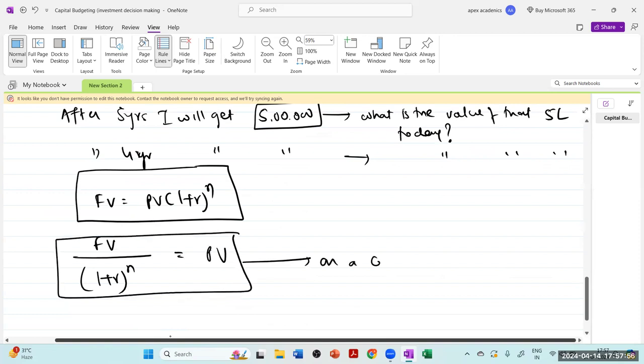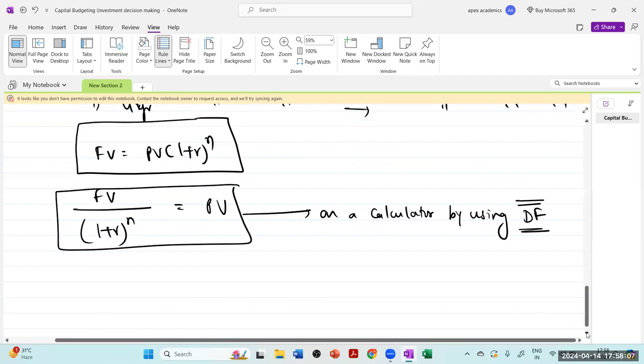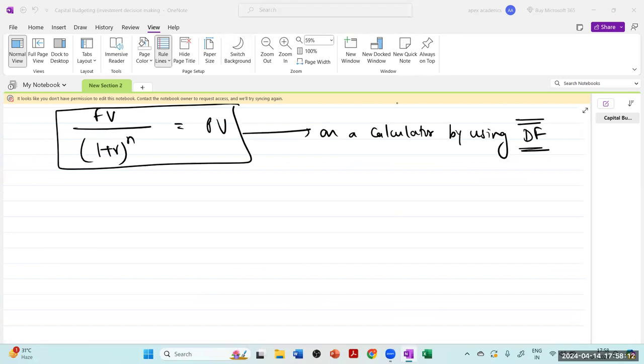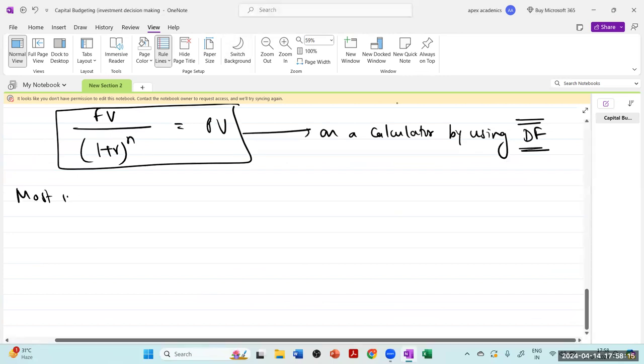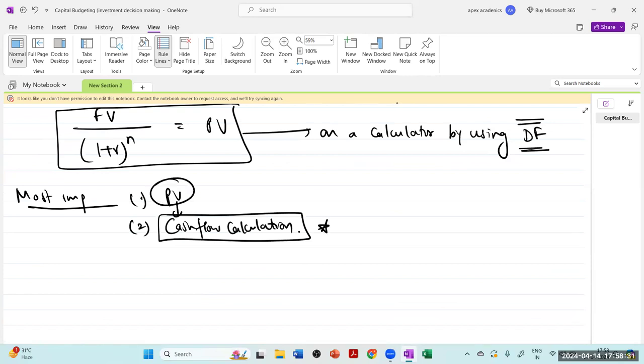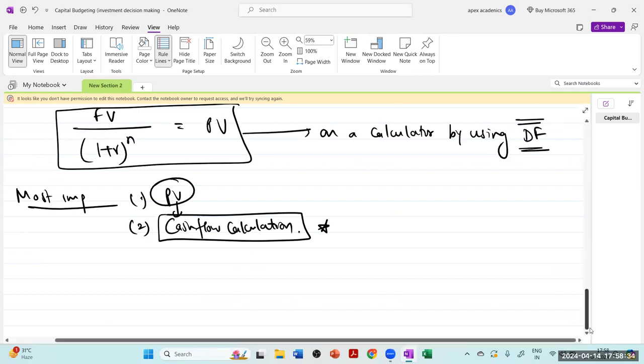This is done on a calculator, by using discounting factors. So essentially the most important calculations for you in the chapter of capital budgeting and investment decision making are, first, present value calculation, and second, cash flow calculation. We'll talk about this at depth later. First we need to do this because without PV we cannot do cash flow, because cash flow has to be brought to its present value.